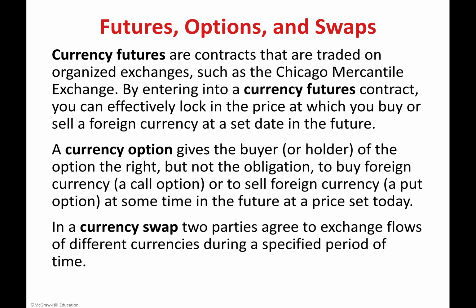The currency option gives the buyer or holder of the option the right, but not the obligation to buy foreign currency, which is a call option, or to sell the foreign currency, which is a put option, at some point in the future. So it's a right, but not an obligation. So this is more like an insurance policy. In other words, if it goes in the direction you want it to go in, you gain. If it goes against you, you just have spent the money to get the policy, but you don't lose anything.